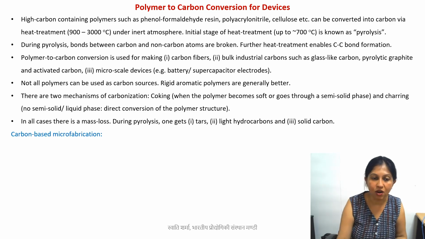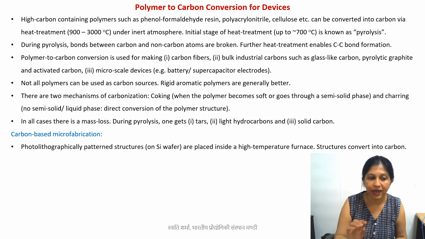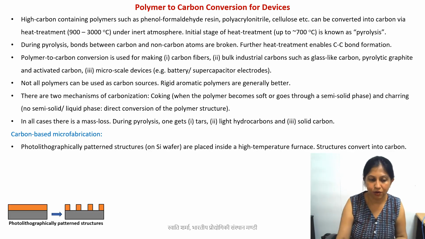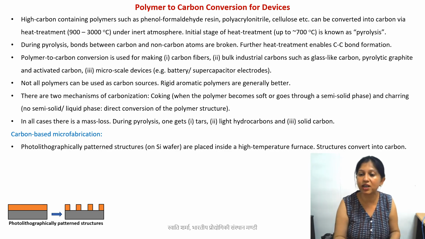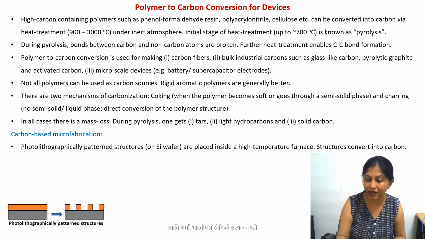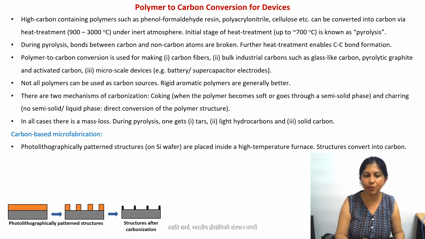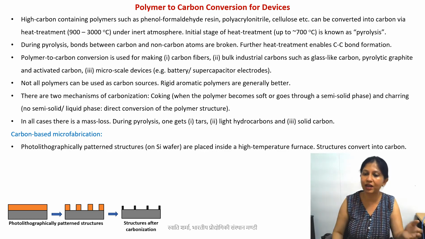Now, as I mentioned, in all cases there is mass loss. In the case of microfabrication, what do you do? Here it is with the pictures. You photolithographically pattern the structures. Typically, you will use a resist which is commercially known as SU8. This resist is based on phenol formaldehyde resins, and that is why it gives you good quality carbon. Okay, so now you put the entire structure inside a furnace and, let's say if you made pillars, you will get carbon pillars.